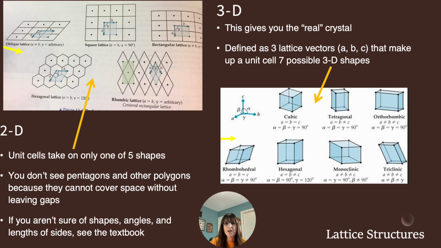But three-dimensionally, we start to get a real version of what the crystal looks like. And in 3D, we're looking at 3 lattice vectors along the x-axis, y-axis, z-axis. They label them A, B, and C, that make up a unit of 7 possible 3D shapes. You can have cubic, tetragonal, and so on and so forth. Again, you can look these up online. You can see them in the book if the picture's not real clear to you. But just to give you an idea of all the different ways crystals can look.